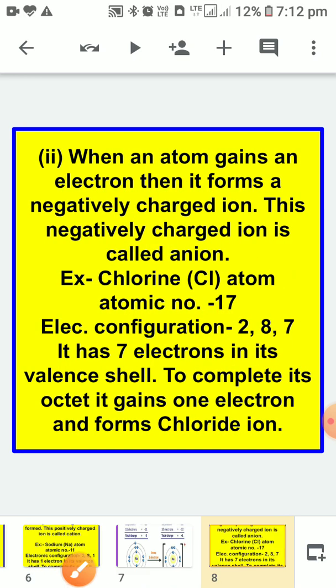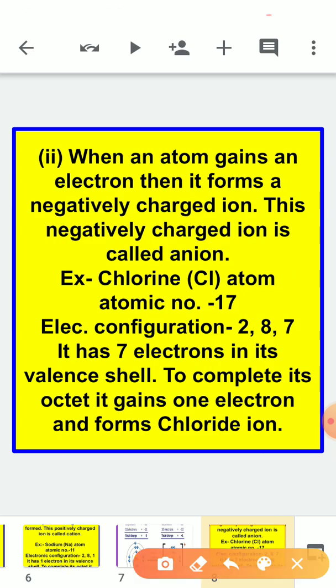Now the next one is how they are gaining electrons. When an atom gains an electron, then it forms a negatively charged ion. When is a negatively charged ion forming? When an atom is gaining an electron. This negatively charged ion is called an anion. So what is an anion? An anion is a negatively charged ion. I can explain with the help of an example also.